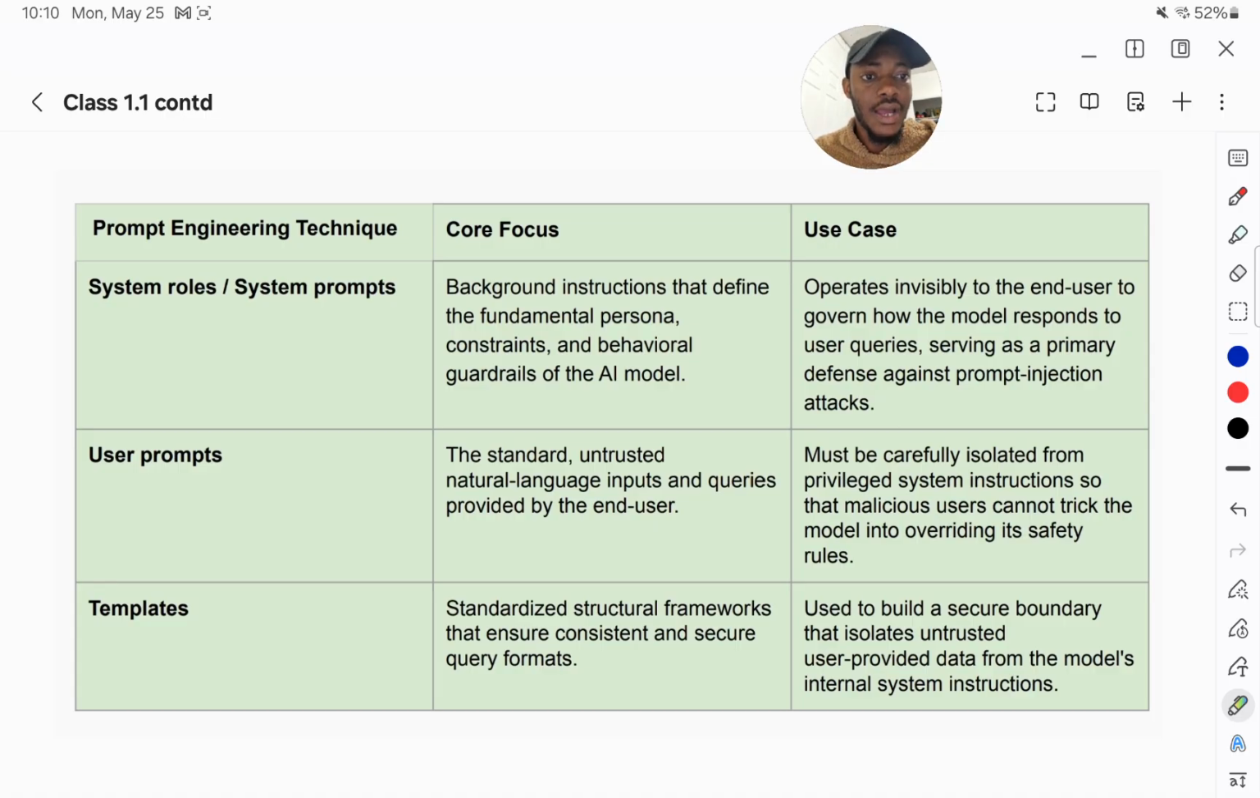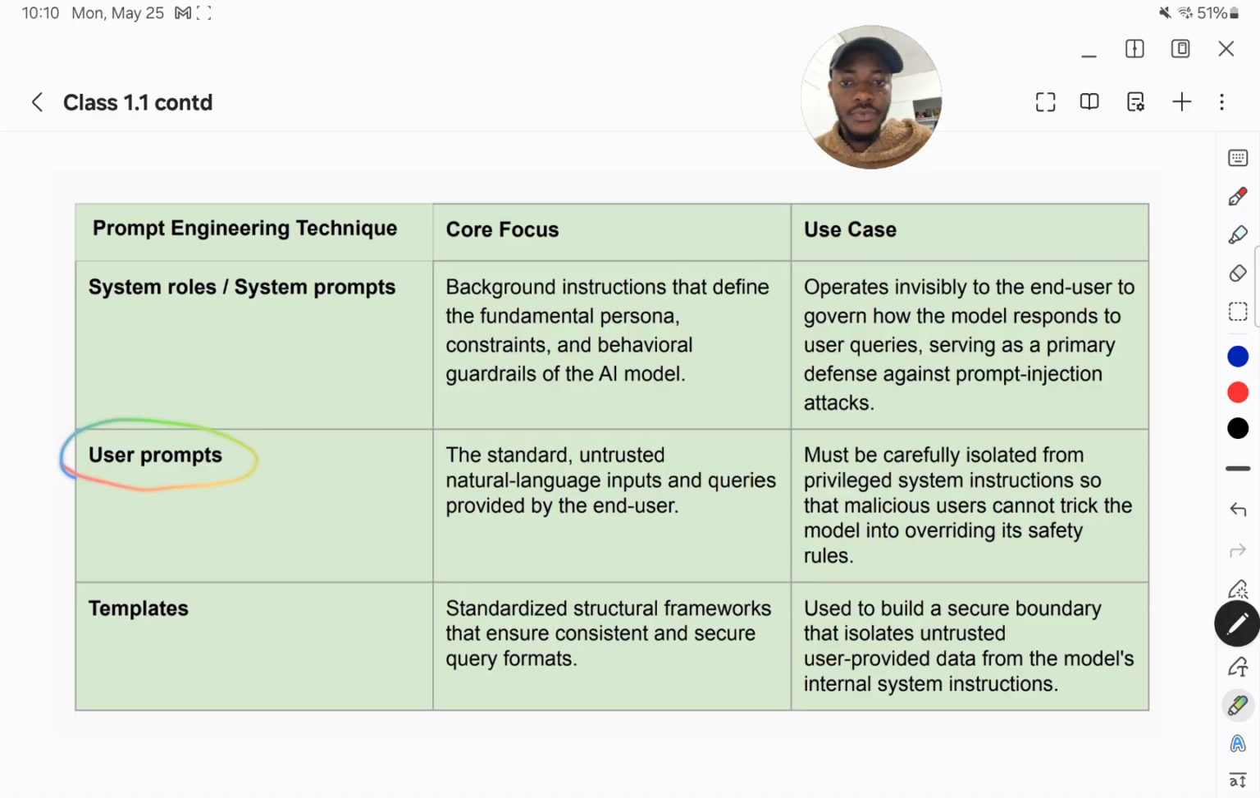So this is why it is good to use a system prompt, because we can customize a persona, right, with system roles and system prompts. These differences are usually asked in the exam as well.